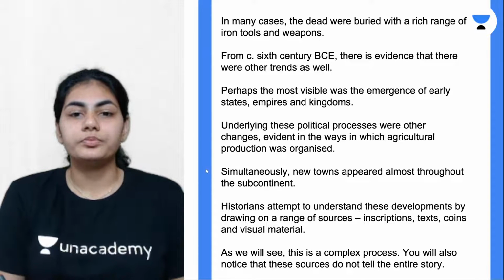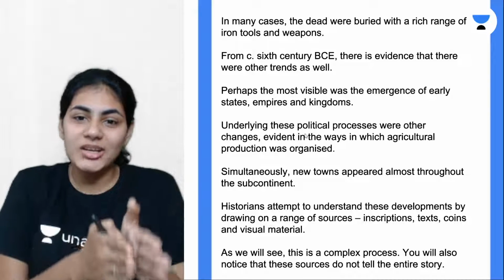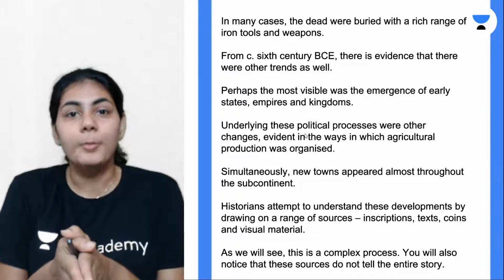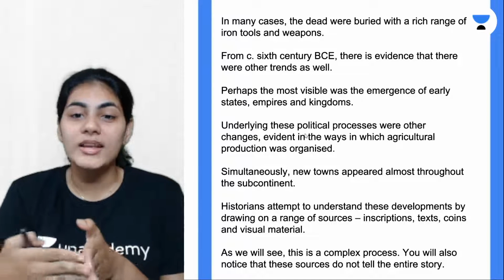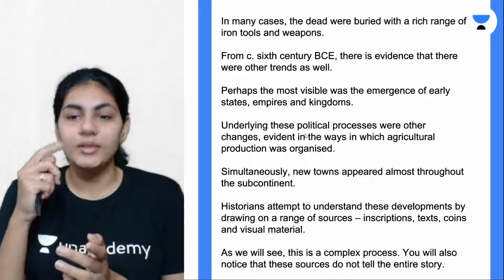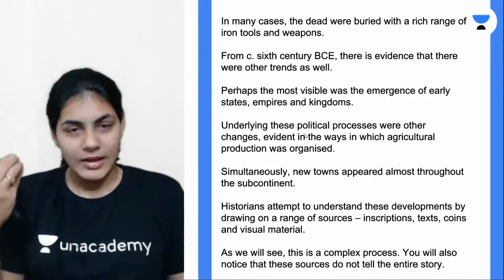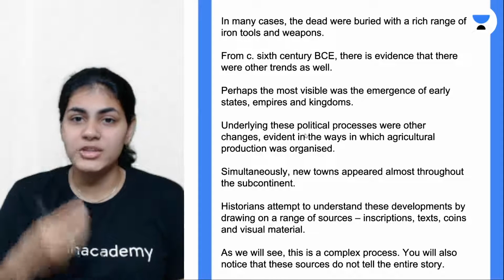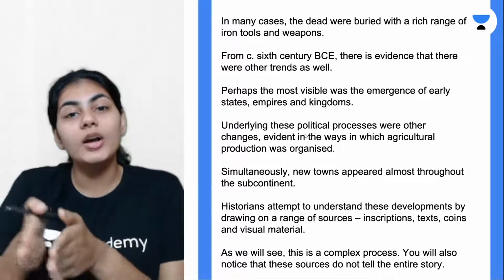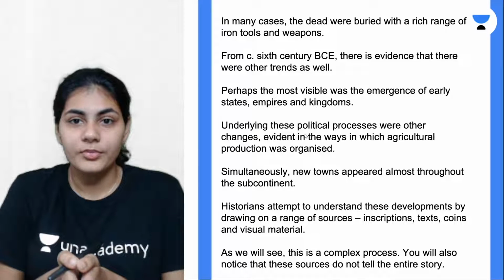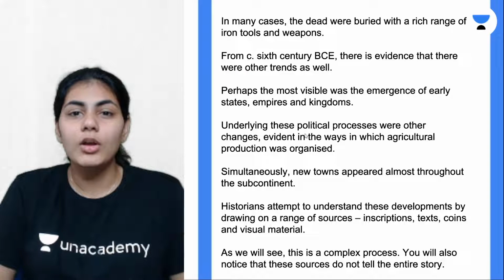Yeah, so underlying these political processes were other changes as well. It's not just the political sphere which was developing, but something else was also accompanying this development of political sphere. What is that exactly? There are so many, but number one out of all of them is agricultural production, right? Agriculture was there, no doubt, before the 6th century BC as well. Agriculture was clearly there, but agricultural production was becoming organized from 6th century BC. Yes, so political changes, agricultural changes, all of them were happening at the same time from 6th century BC.